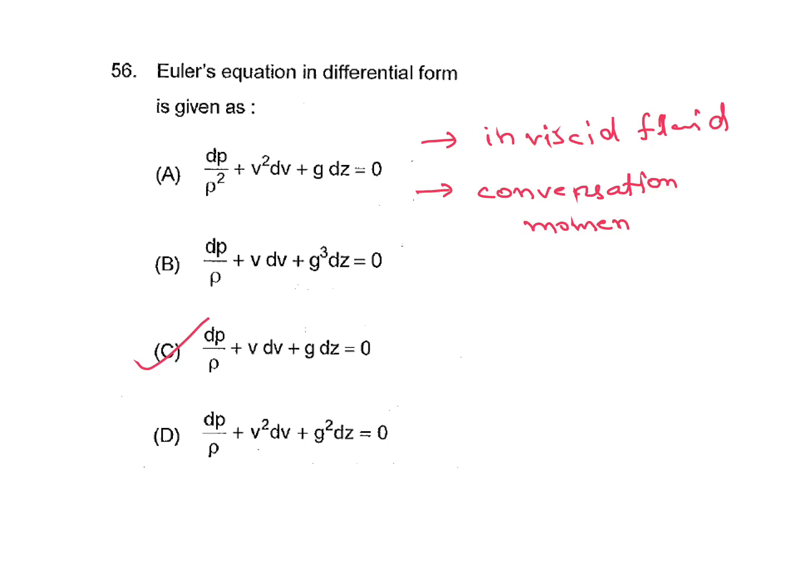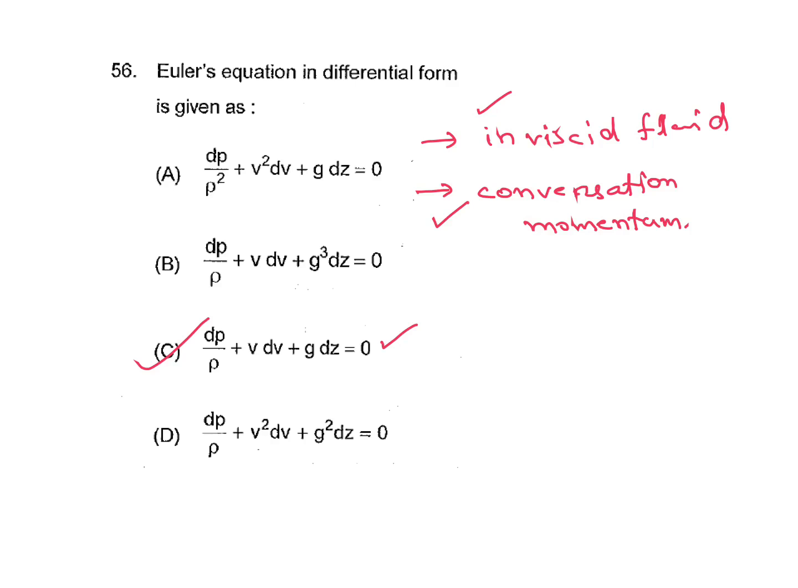Bernoulli's equation is conservation of energy, and continuity equation is conservation of mass. So all three you have to remember: this equation, then inviscid fluid assumption, and conservation of momentum.